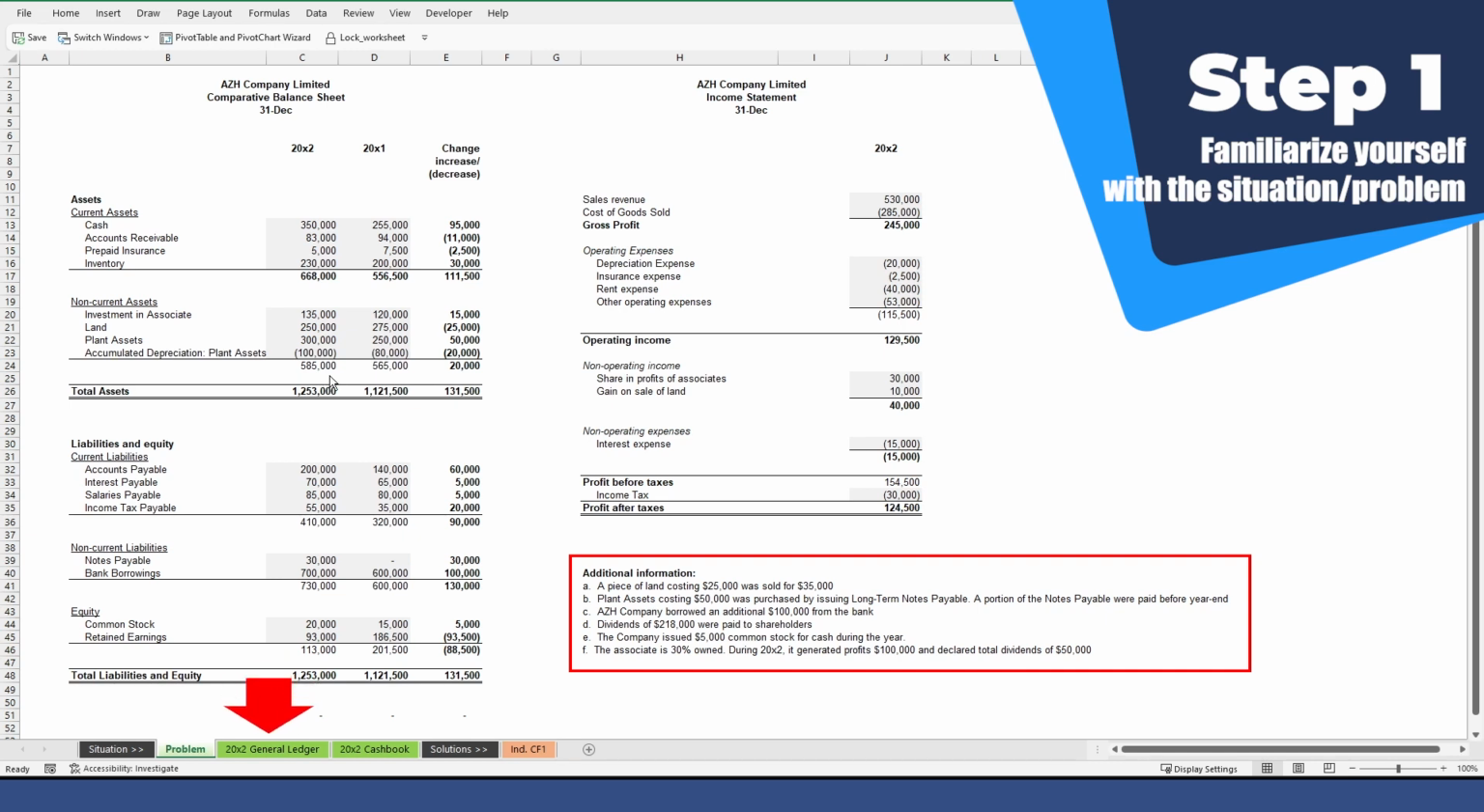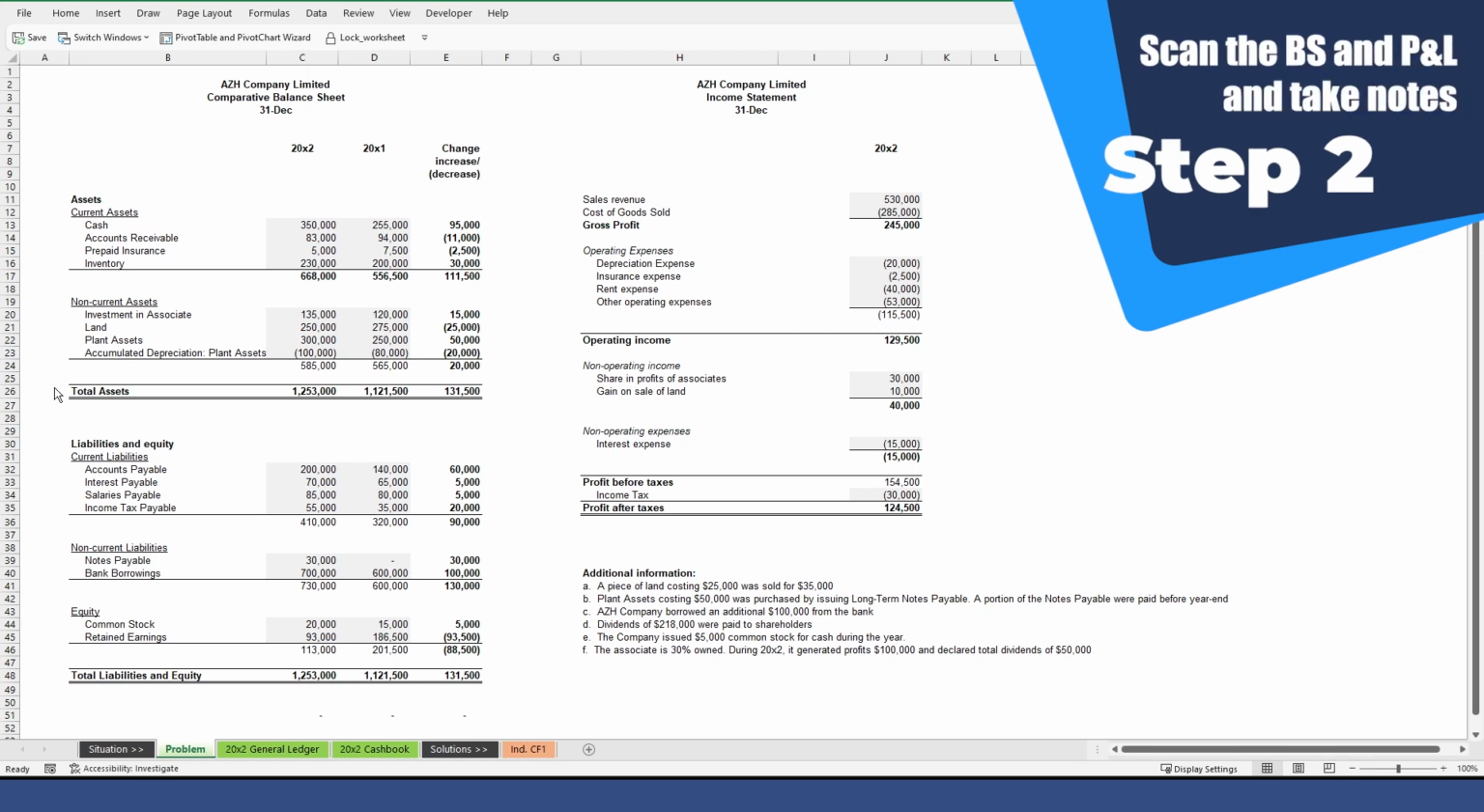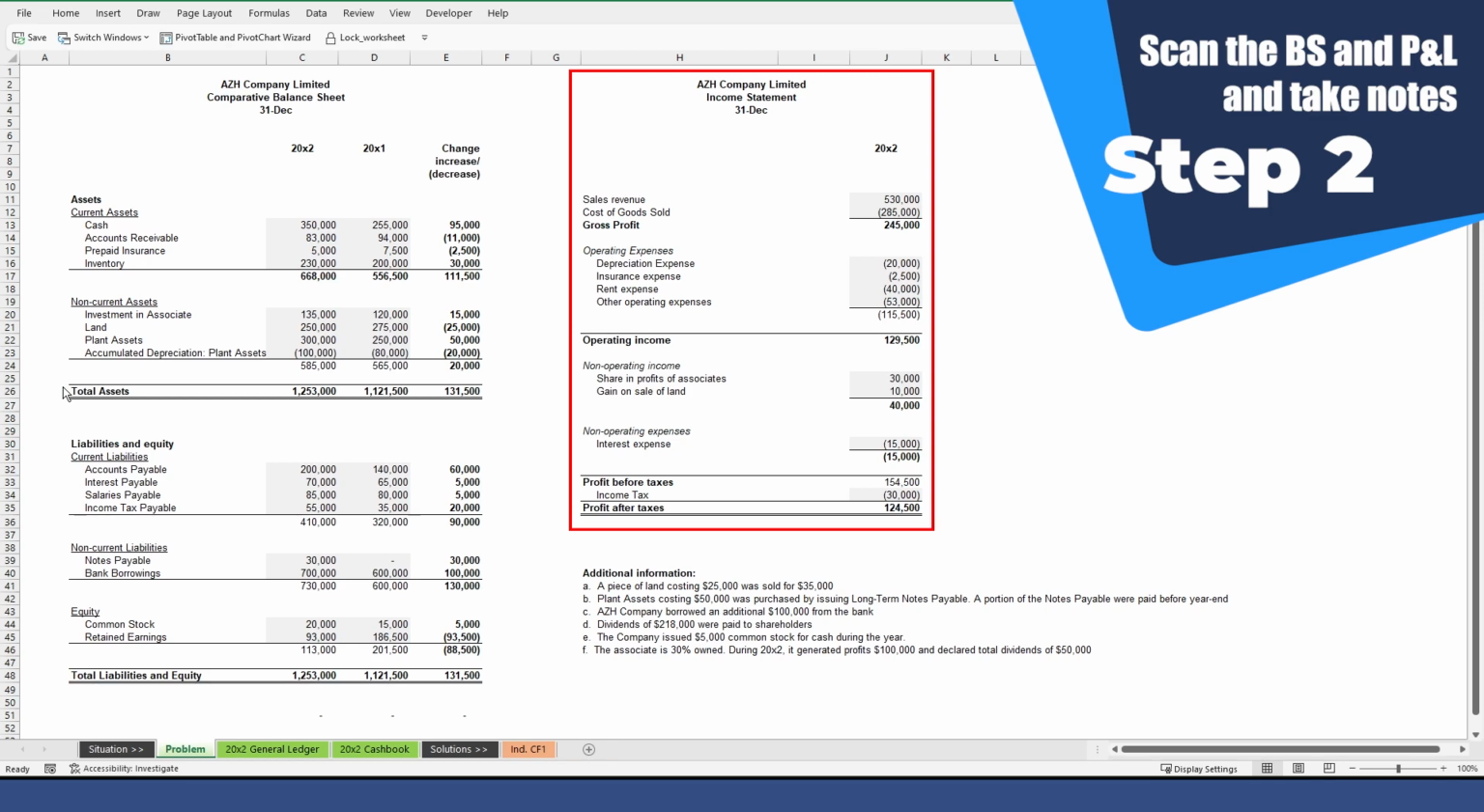It helps to read every single one additional information so that you can assess the impact of these additional information to the cash flow that you will be preparing. Step 2 is to take notes. By familiarizing yourself with the given data, you can take mental notes or actual notes about the important points to be able to build the pro forma statement of cash flows. In particular, you need to scan the income statement because this is what the standard said you should start from.